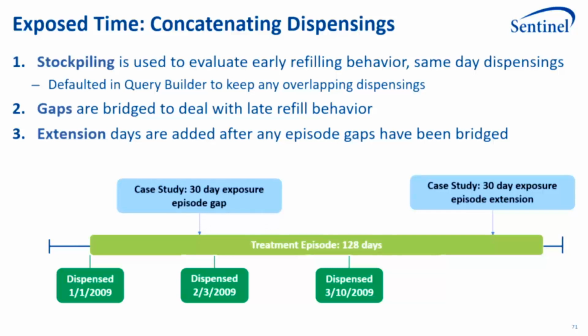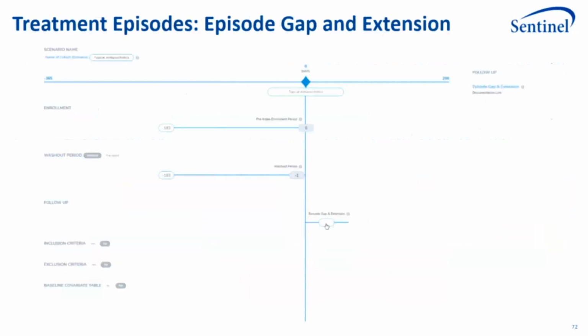That creates a complete treatment episode of 128 days on this particular product. And so when we're filling that out in the Query Builder tool, we're going to fill out one parameter for both our gap and extension, which in this case is set to 30. So we're going to go ahead and fill that in at 30.